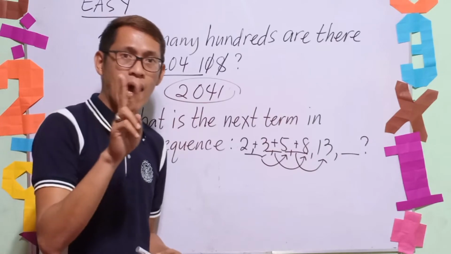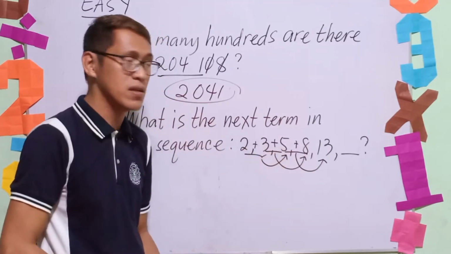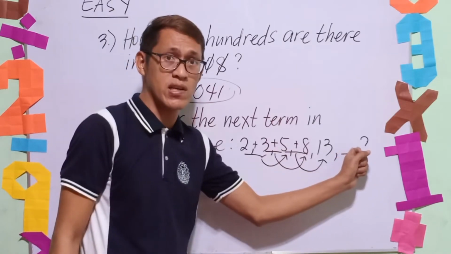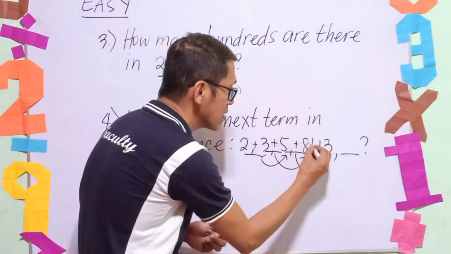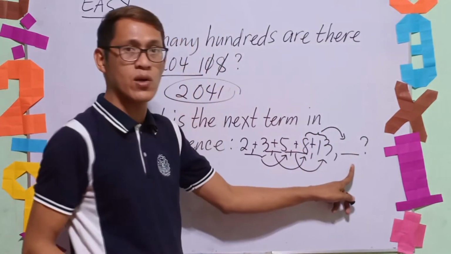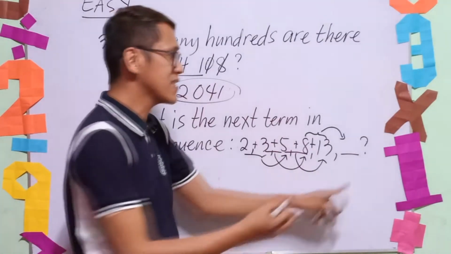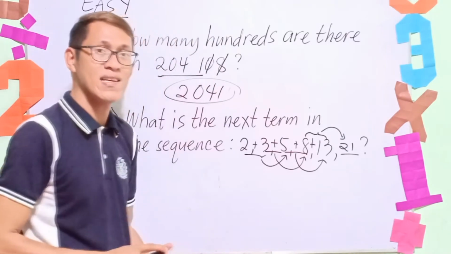Meaning, you simply add two consecutive numbers to get the next number. So to get the missing number here, you simply add these two: 8 plus 13. Then that is the missing number. What's 8 plus 13? Yes, that's 21. So the answer there is 21.